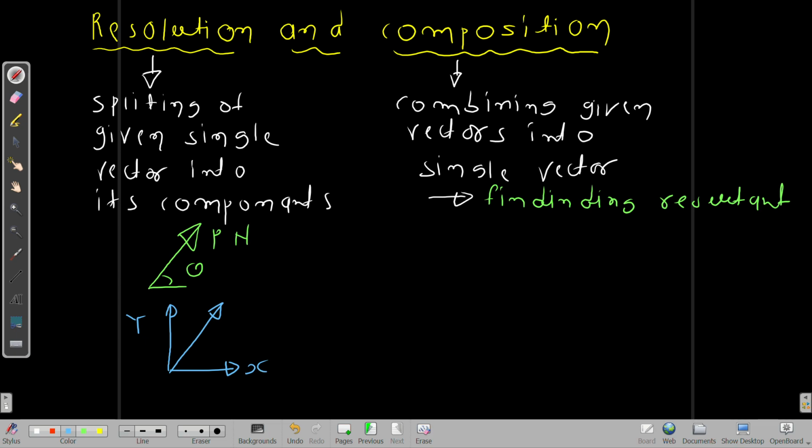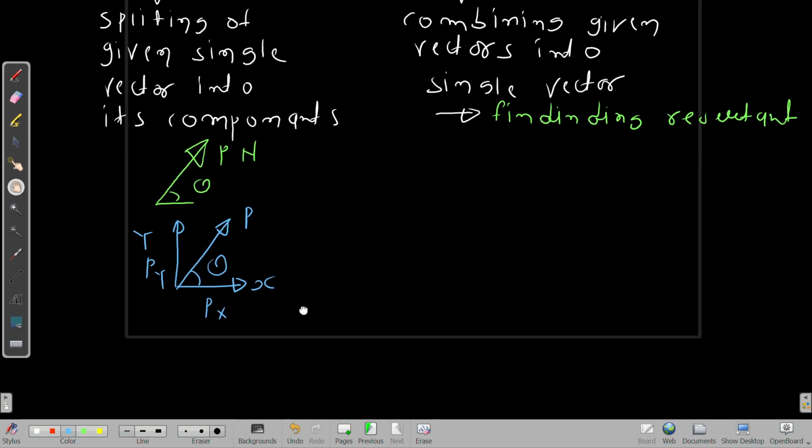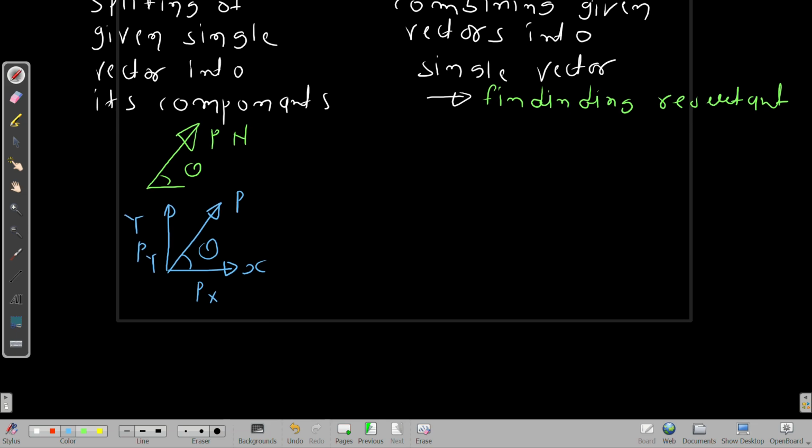So now we consider two-dimensional. This is the y-axis, this is the x-axis. This is P and this is angle theta. You can call this component Px and this component Py. This is resolution. Then how to calculate these values in terms of P? Just draw a triangle. This is Px, this is Py, and this is the resultant P, with angle theta. Now apply trigonometry.